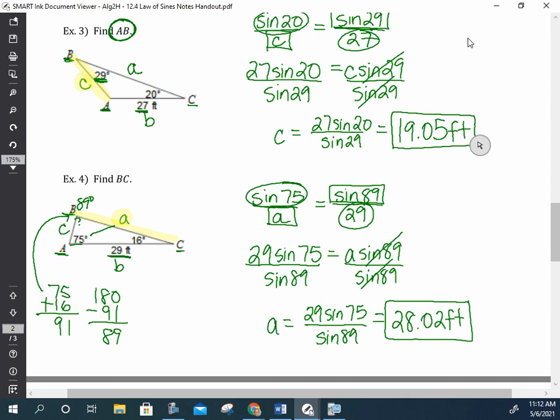Questions on 3 or 4? My second favorite song, it has to be, my first name is Frank. Purple Rain. Any questions at home? Example 3 and 4.